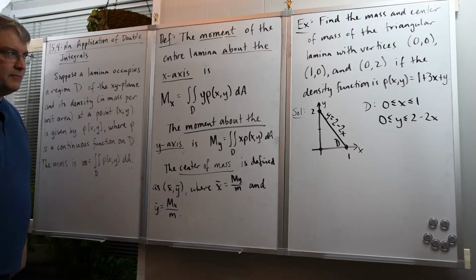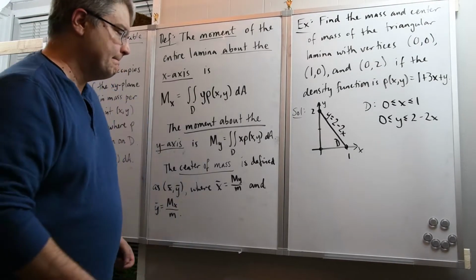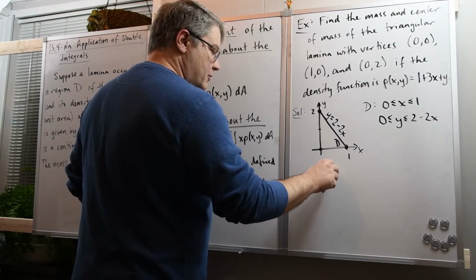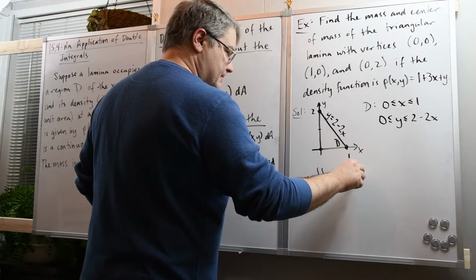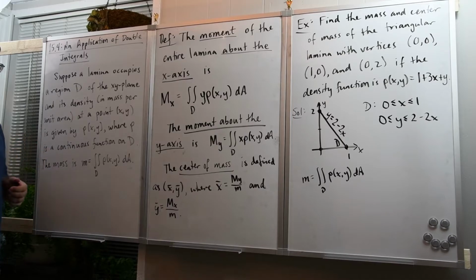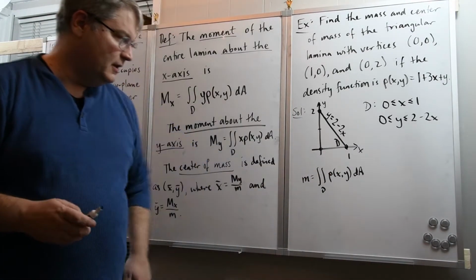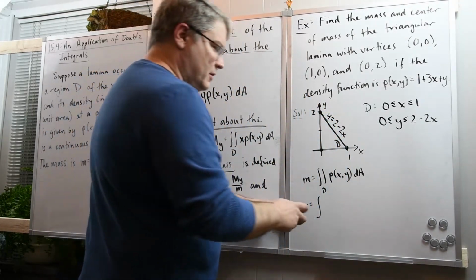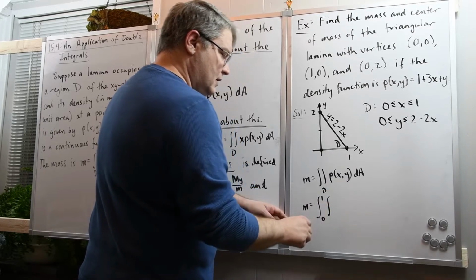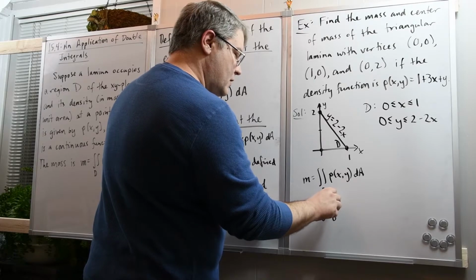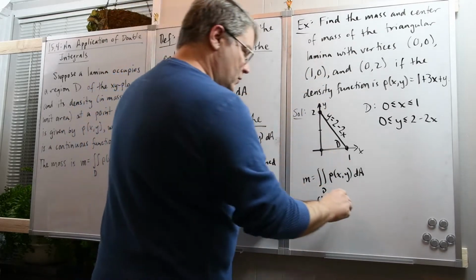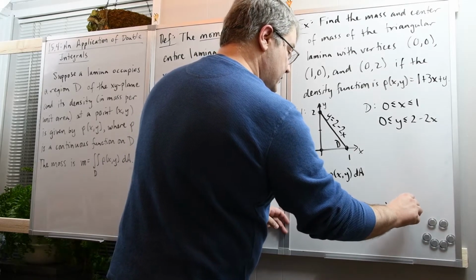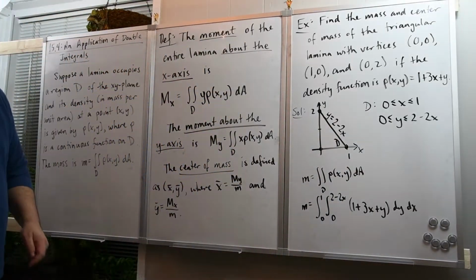Now we're being asked to figure out the mass and the center of mass of this lamina. Remember, the mass is given to us by the double integral over D of rho of x, y dA. Fortunately, we know all the pieces to put together to give us little m. On the outside, we'll go with our limits for x, and on the inside, our limits on y. The rho of x, y is 1 plus 3x plus y, and we'll integrate with respect to y on the inside and with respect to x on the outside.